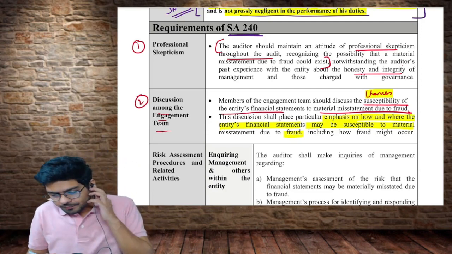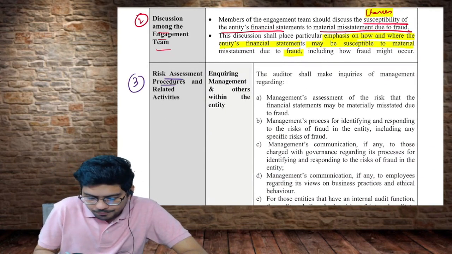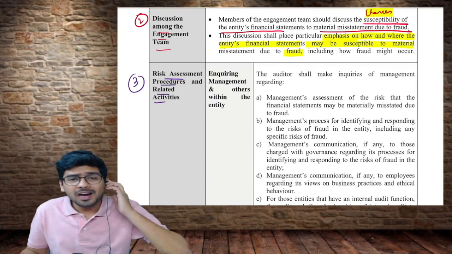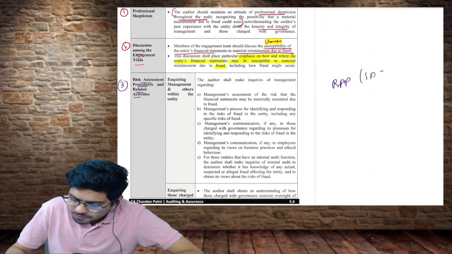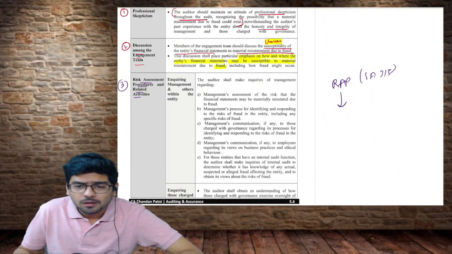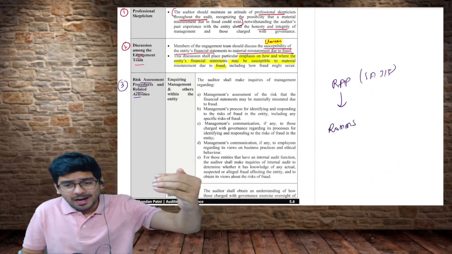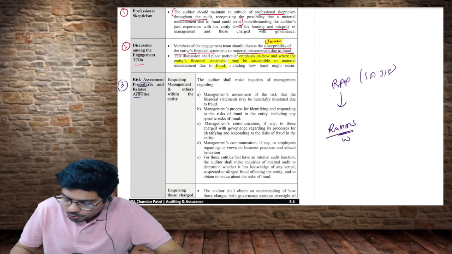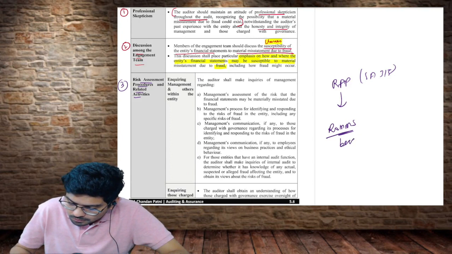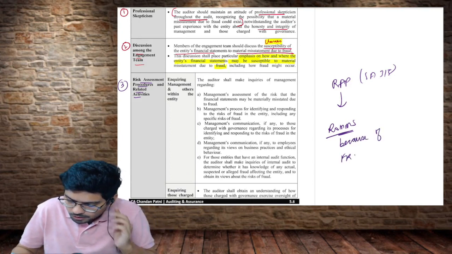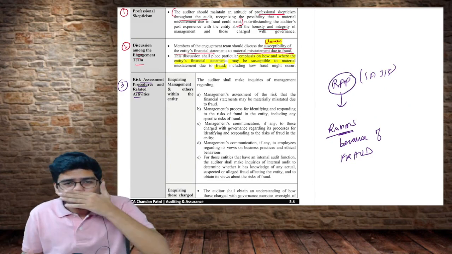Then after doing this, we are going to do risk assessment procedures, RAP, and related activities. RAP will give us what? You all know, RAP is done as per SA 315. What does RAP give us? Yes, it gives us ROMs, risks of material misstatement. So in this particular case, we are doing an RAP to determine ROMs relating to fraud, because of fraud.